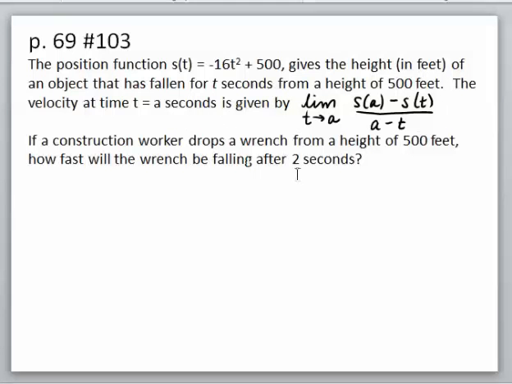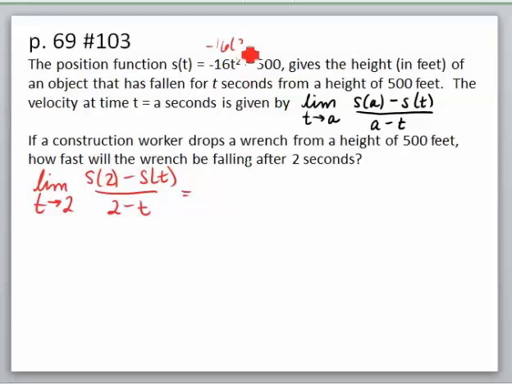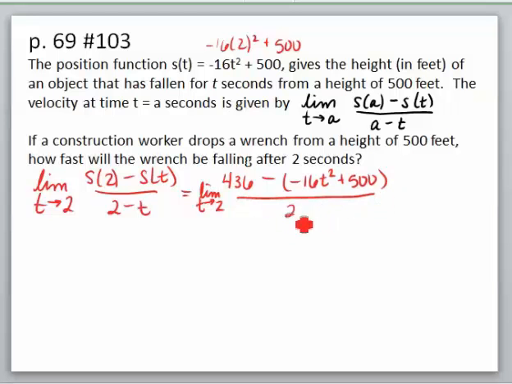So what it's really asking me to do is plug 2 in for the velocity. So I'll go ahead and rewrite this as the limit as t approaches 2 of s of 2 minus s of t all over 2 minus t. Well, s of 2 means I'm plugging 2 in for this function right here. And when I do that, I will get the number 436 minus s of t. S of t is negative 16t squared plus 500, all over 2 minus t.